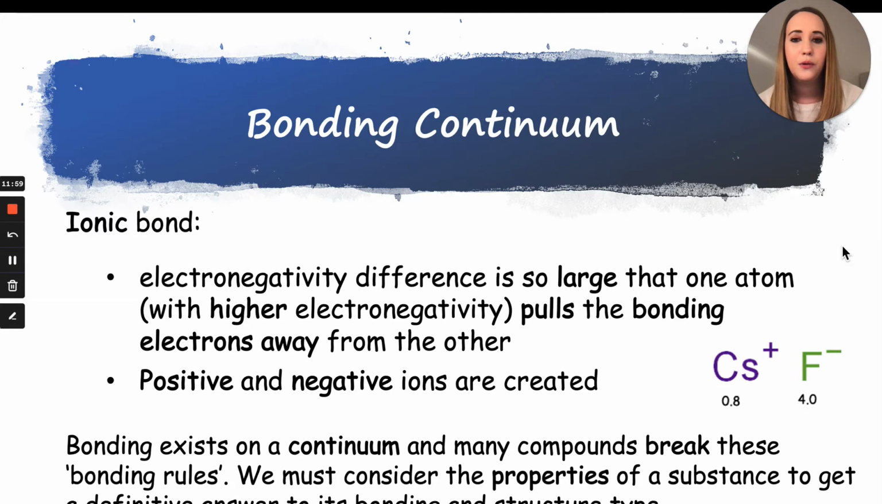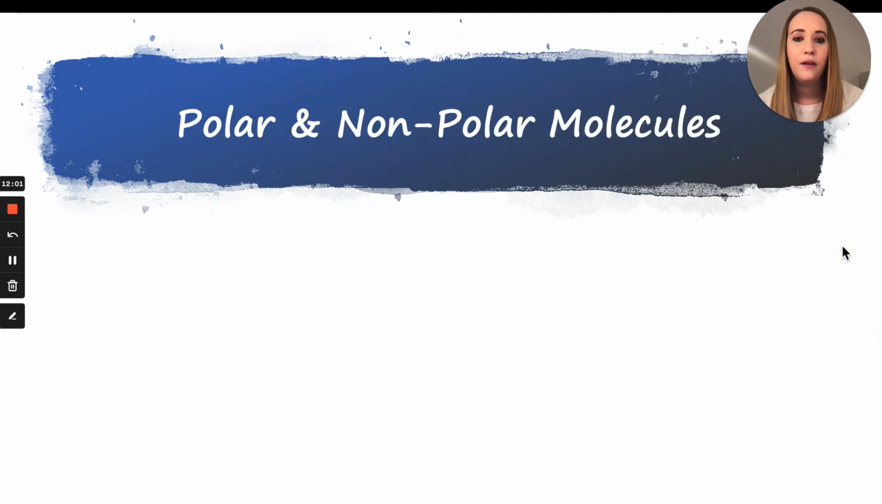So although we can think about electronegativities to look at the type of bond that forms between atoms, we also have to consider the overall molecule that those atoms are found within. Because what we find with the shape of certain molecules is that can affect the polarity of the bonds.